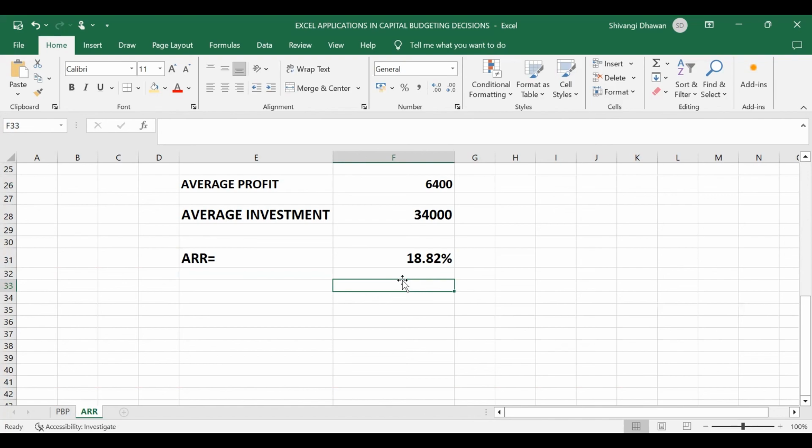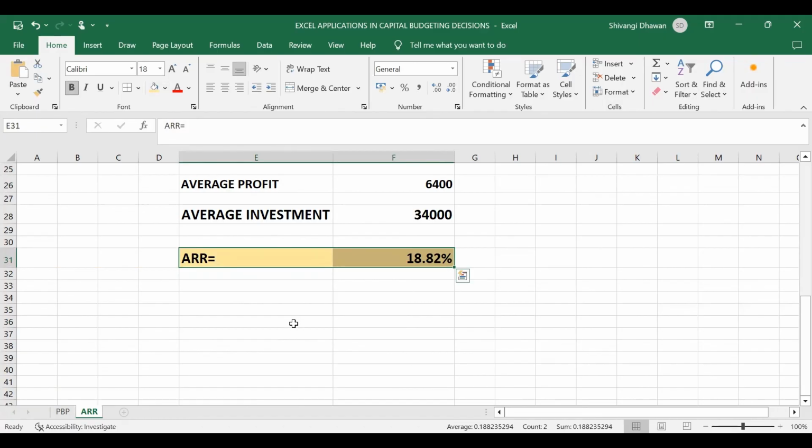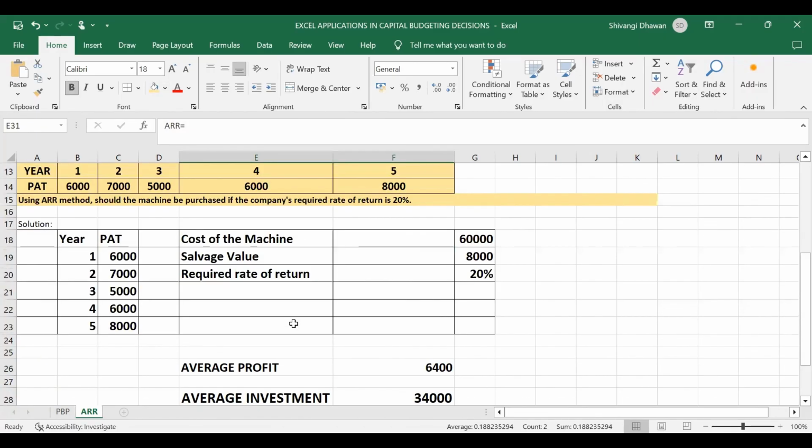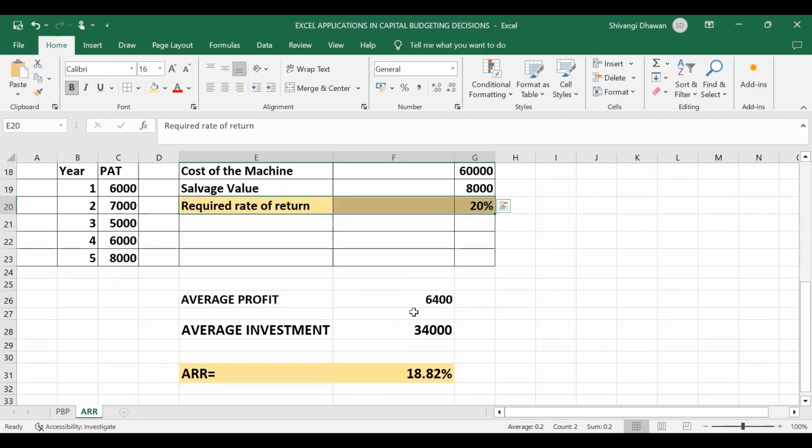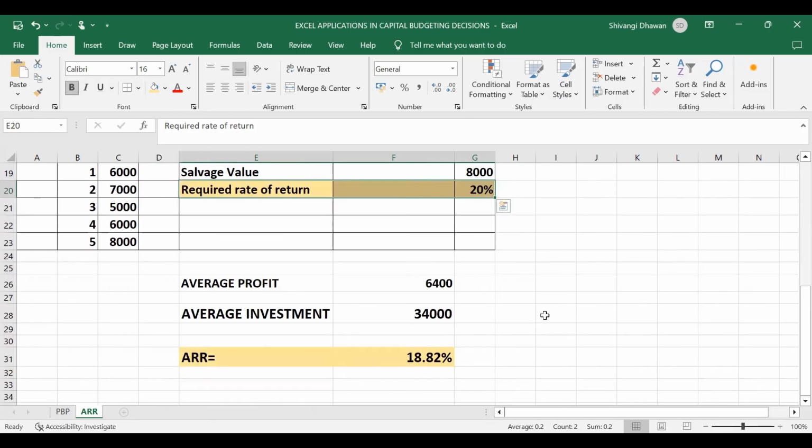Now in this question, if you see, ABC Limited should not buy the machine as ARR of 18.82% is less than the pre-specified required rate of return of 20%. So we should not go for this machine. ABC Limited should not purchase this machine as it is not a profitable, feasible option based on ARR method of capital budgeting.